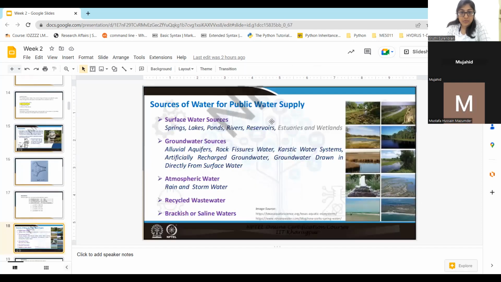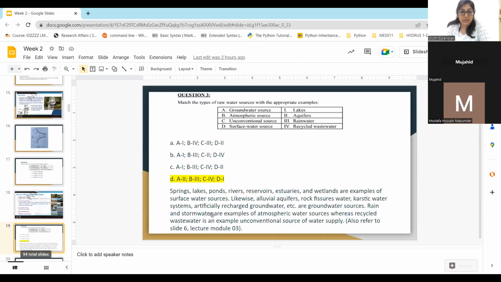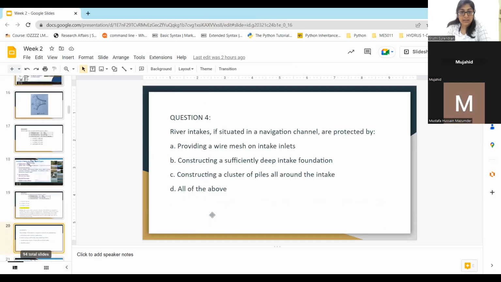These are the different sources of water for public water supply. Surface water sources, groundwater sources, atmospheric sources. This is one unconventional source. This is also a pretty unconventional source. So this will be the answer.